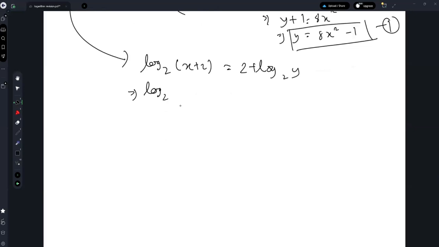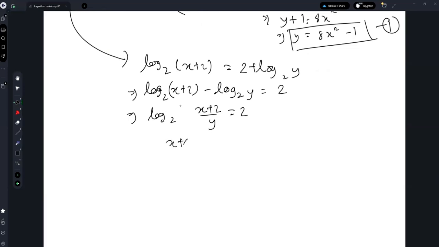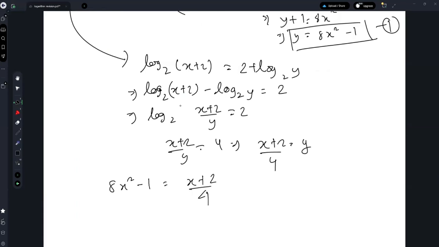Again, break all the logarithmic terms to the exact one side, and then I will be able to deal with it. So therefore, we get log base 2 of (x plus 2 minus y) divided by y equals 2. So (x plus 2) by y equals 4. So I get x plus 2 equals 4y. No, (x plus 2) by 4 equals y. So therefore, this thing equals that. So 8x squared minus 1 equals (x plus 2) by 4.